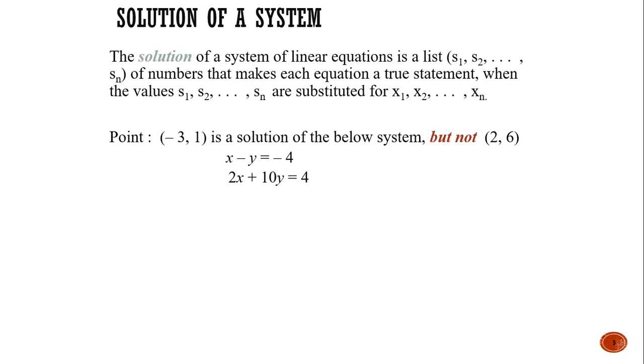So what is a solution of a system of linear equations? If we have n variables, then we have a list of numbers like s1, s2, sn. For each of x1, x2, xn we have one particular number. Suppose for x1 we have s1, for x2 we have s2, and for xn we have sn. If we substitute s1, s2, sn in place of x1, x2, xn in the system, then our equations would be true statements.